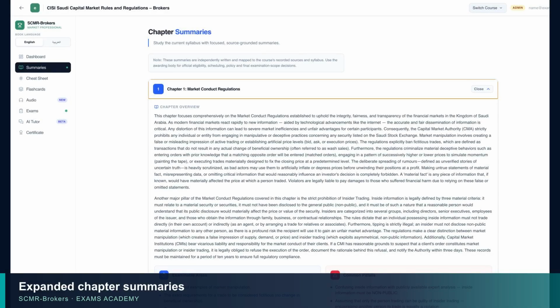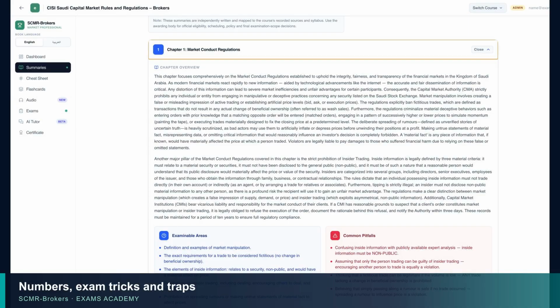Open any chapter for a source-grounded overview, followed by the examinable areas and common pitfalls that deserve extra attention. Scroll further for exam tricks, additional notes, numerical values to remember, and potential traps, all organized for faster, high-value revision.